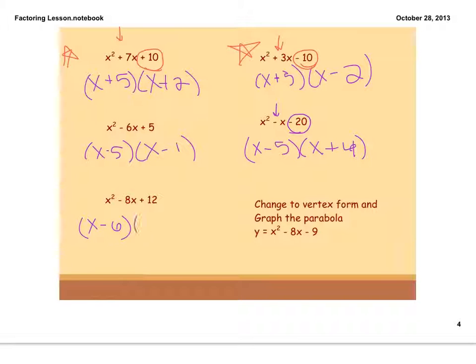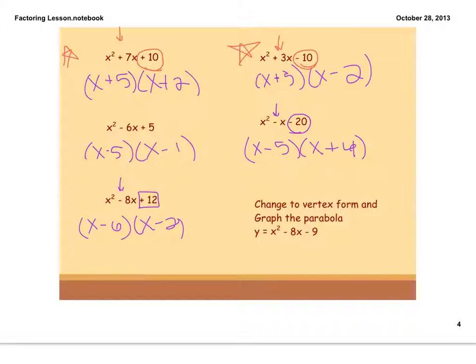x minus 6, x minus 2. So this was a positive 12, so it means that I had to have either both positive or both negative for my factors. Middle term is negative, so both my factors had to be negative as well.